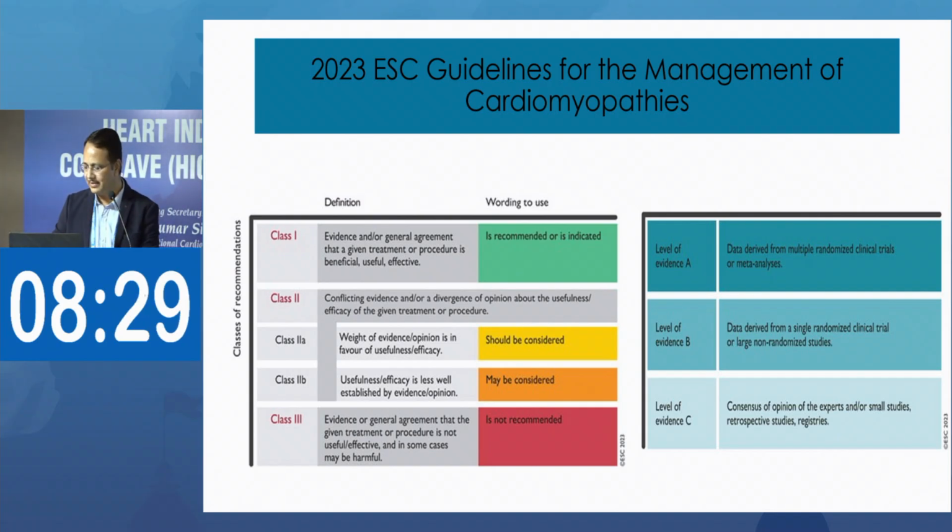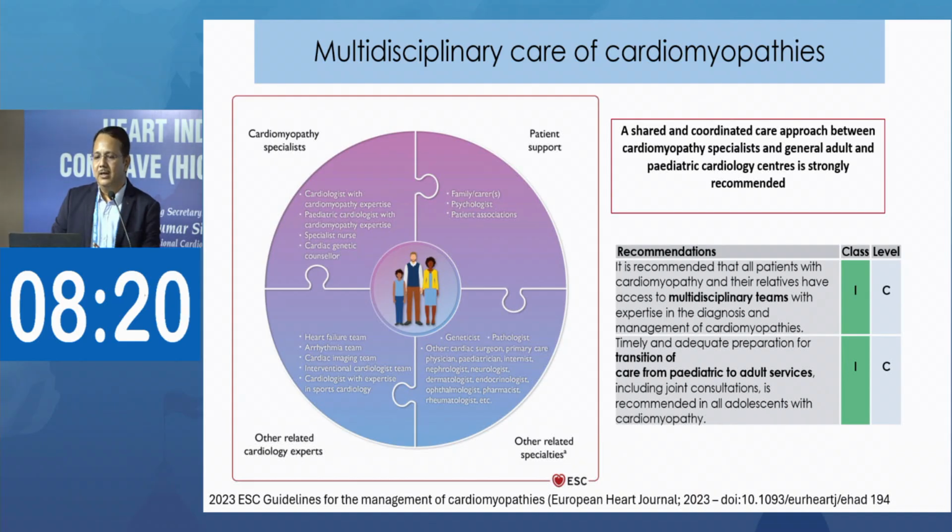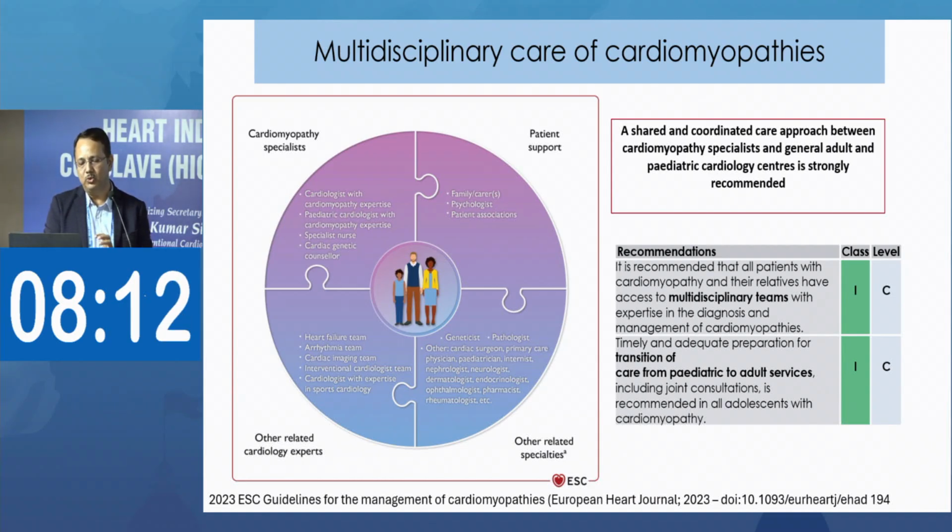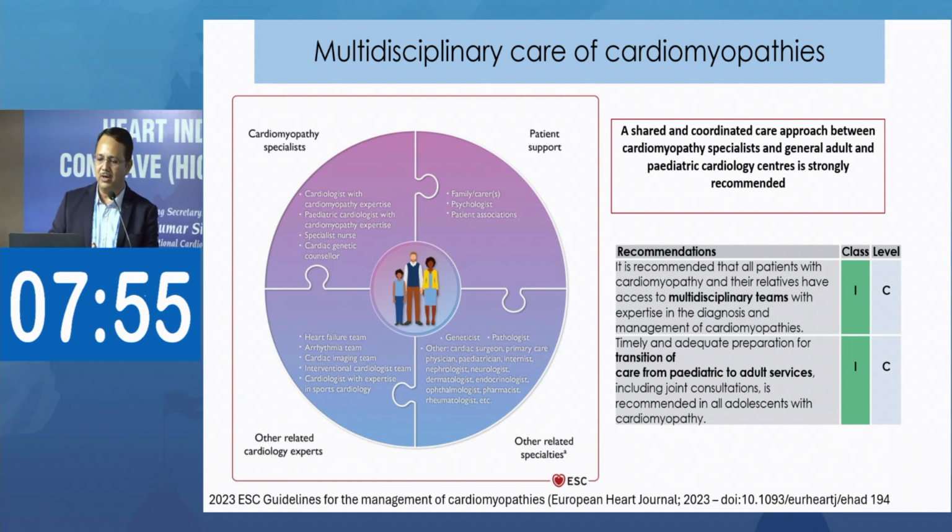So these are the different ways guidelines give a class of indication and level of evidence. Why do we need multidisciplinary care for cardiomyopathy? This guideline has advocated multidisciplinary care, with a cardiomyopathy specialist that includes a cardiologist, a specialist nurse, and a cardiac genetic counselor. Patient support is very important, because if you are labeling someone or doing a genetic cascade, and for relatives you are labeling that he or she may have some genetic modification, they need some psychological counseling also. Apart from that, other subspecialties and a multidisciplinary team approach is class 1 indication, but the level of evidence is still C, because we don't have much randomized control trial data.